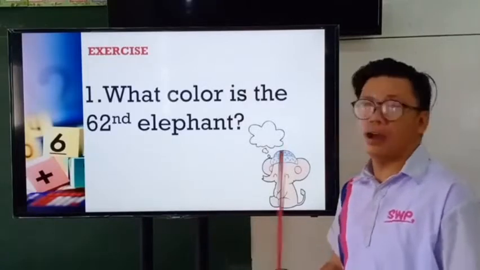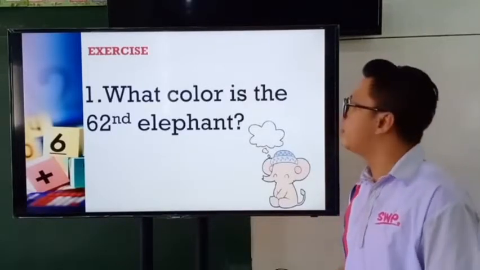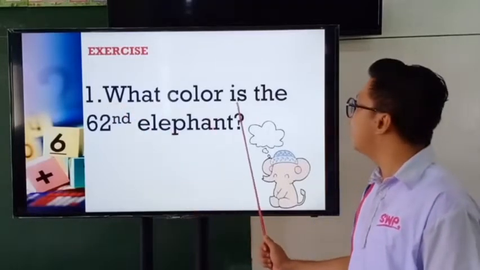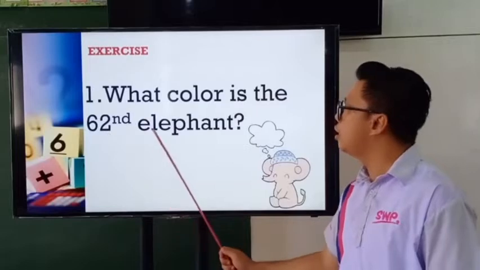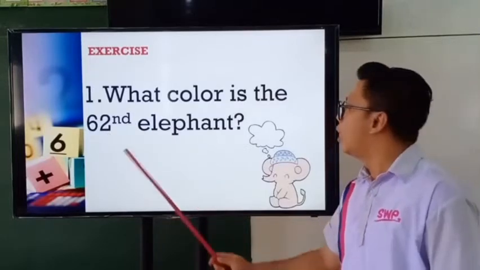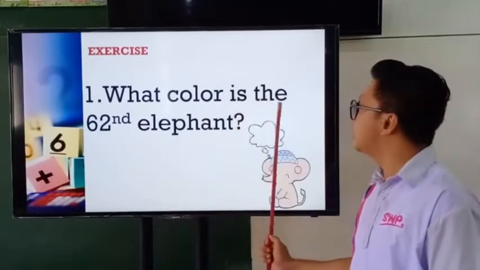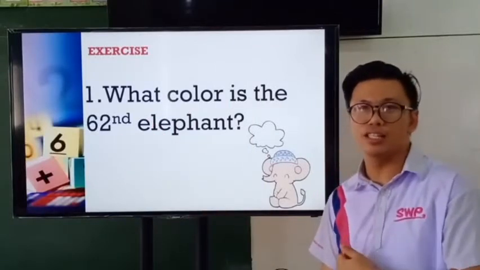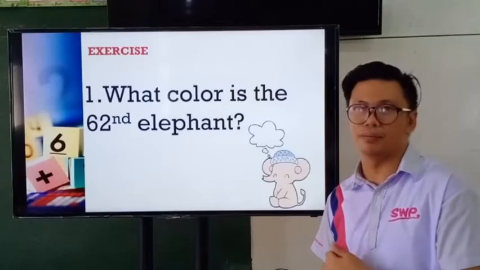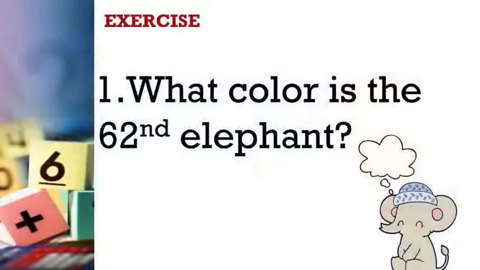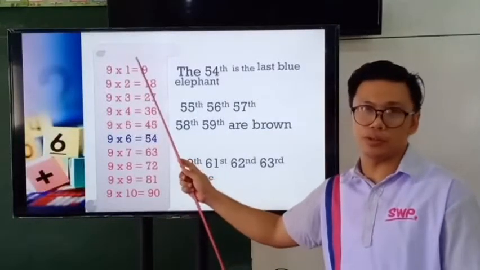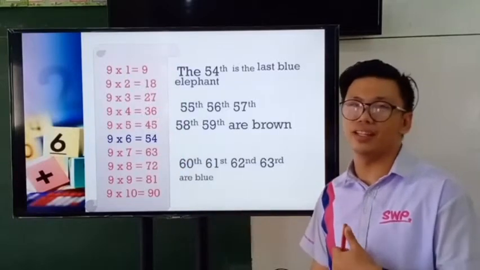Okay, same problem. We have an exercise here. What color is the 62nd elephant? Again, what color is the 62nd elephant? I'll give you 5 minutes to answer this and we will check your answer. Let's start. Okay, again, what table will we use? We will use the 9 times table.